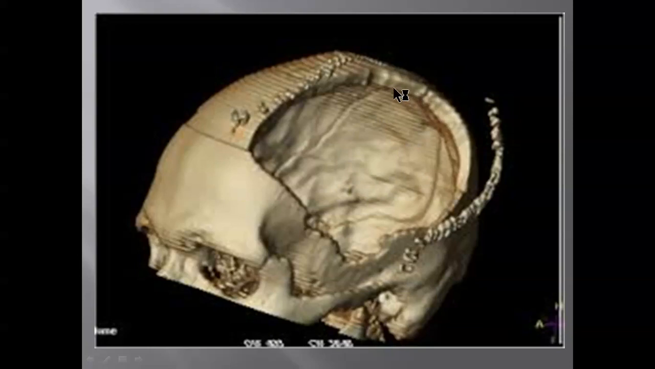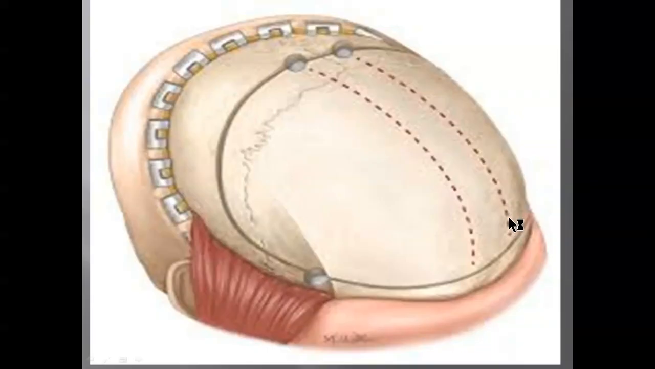So this is after reconstruction done after the decompressive craniectomy, hemicraniectomy, or we can say unilateral hemicraniectomy, or we can say frontotemporal parietal craniectomy, hemicraniectomy. Here we can see the bifrontal craniectomy. Here we have the position of the superior sagittal suture.